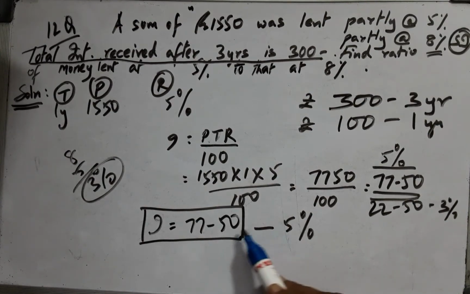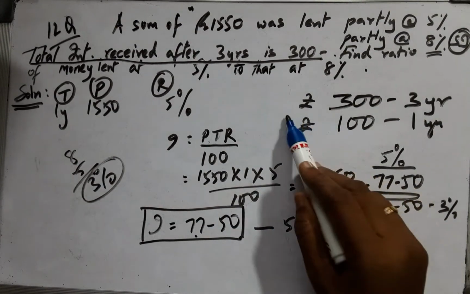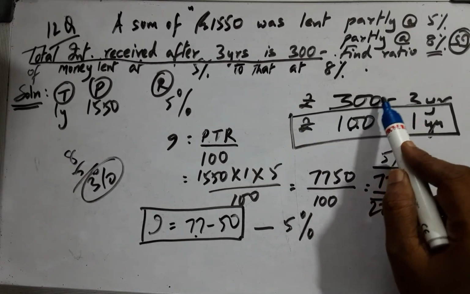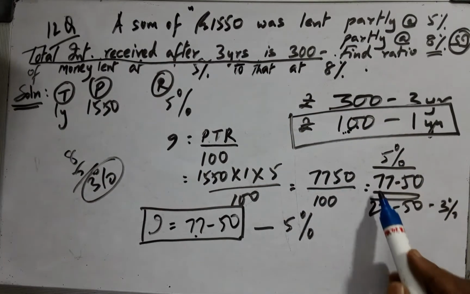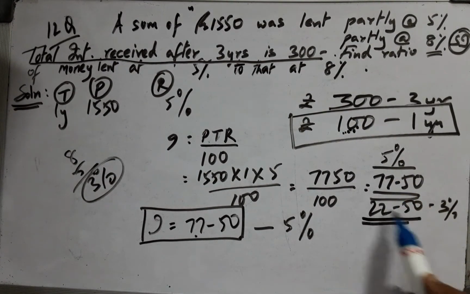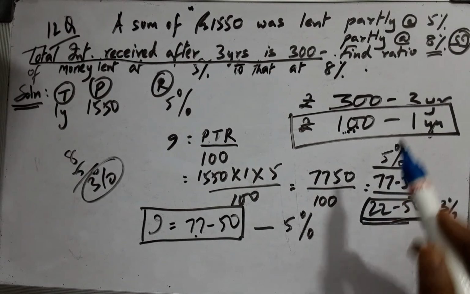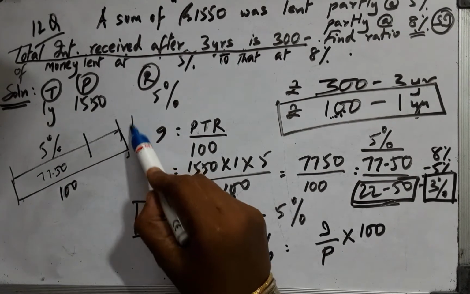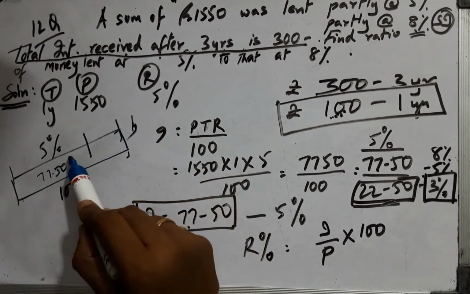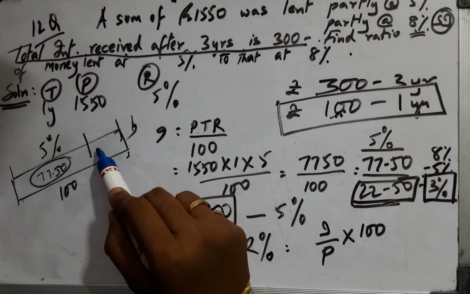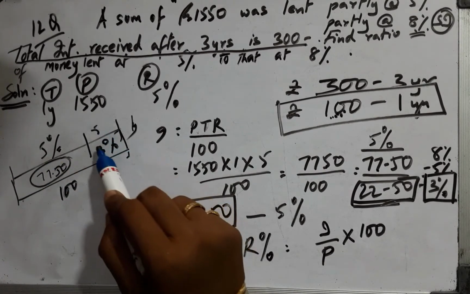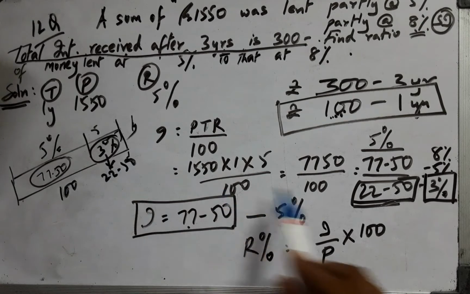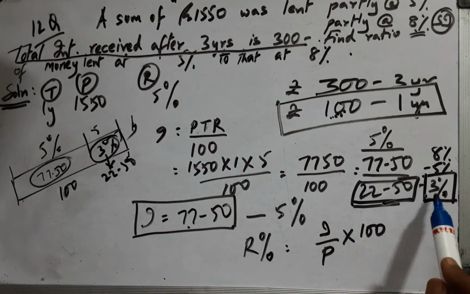Because interest received for 1 year at 5% is this, but actually this is the amount being paid to the person after investment every year. This is the interest. Therefore 100 minus this will give the amount which is the higher rate of interest, partly at 8%. So this part is for the 8%. For the entire year at the rate of 5%, 77.50 was earned, but at 3%, 5 plus 3, this period at the rate of 3%, 22.50 was earned in this. That is the calculation of this amount and this part.